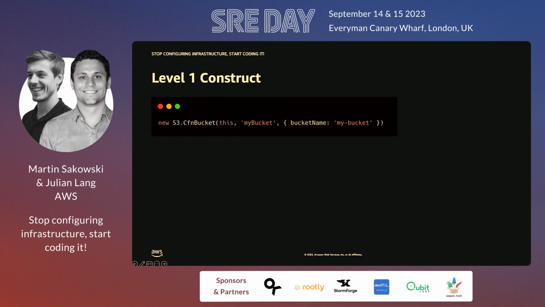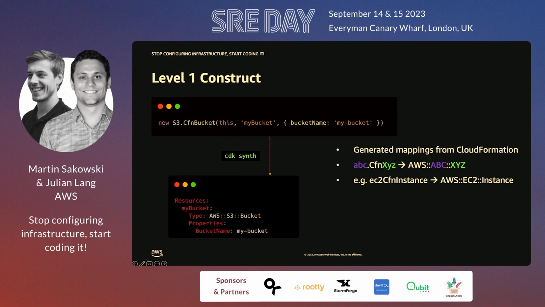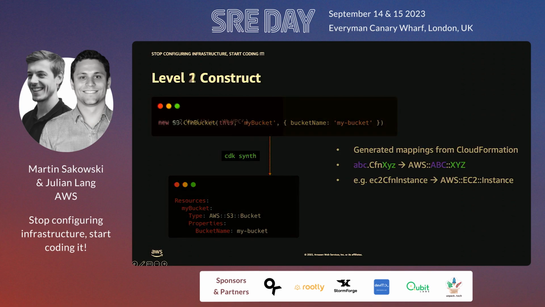I give you a short example here. In this example, we define an S3 bucket. We call this bucket my-bucket. And from this, as Julian explained, the CDK generates the following CloudFormation code. And you can see this is a direct representation. So everything I have configured on the CDK level 1 construct, you will find in the CloudFormation. So one-to-one mapping of the properties.